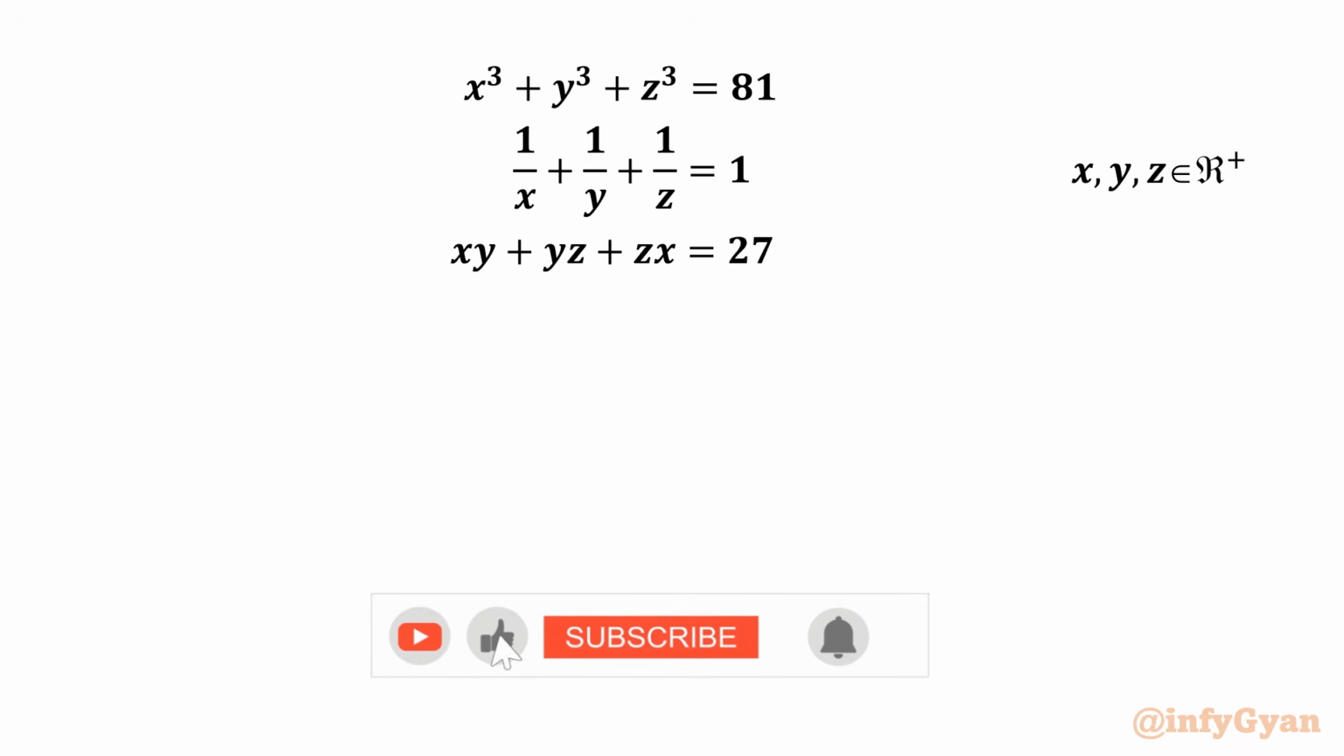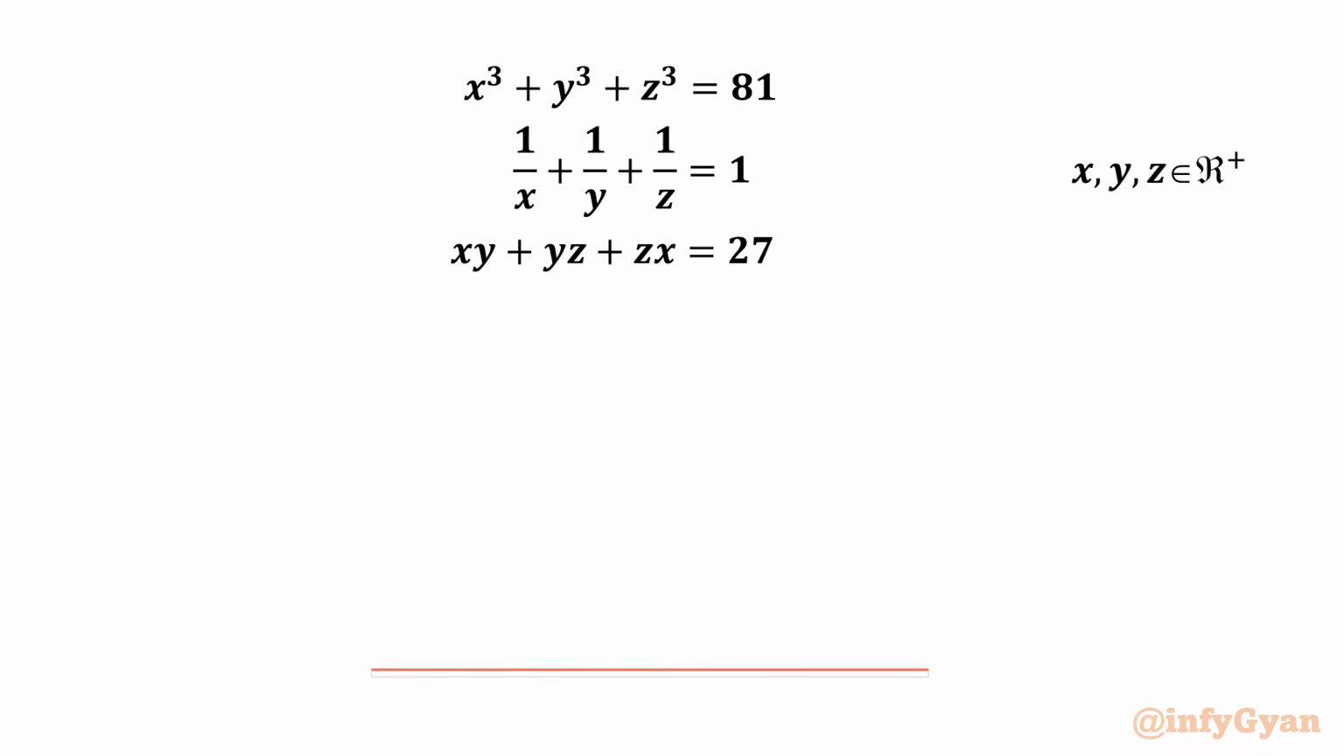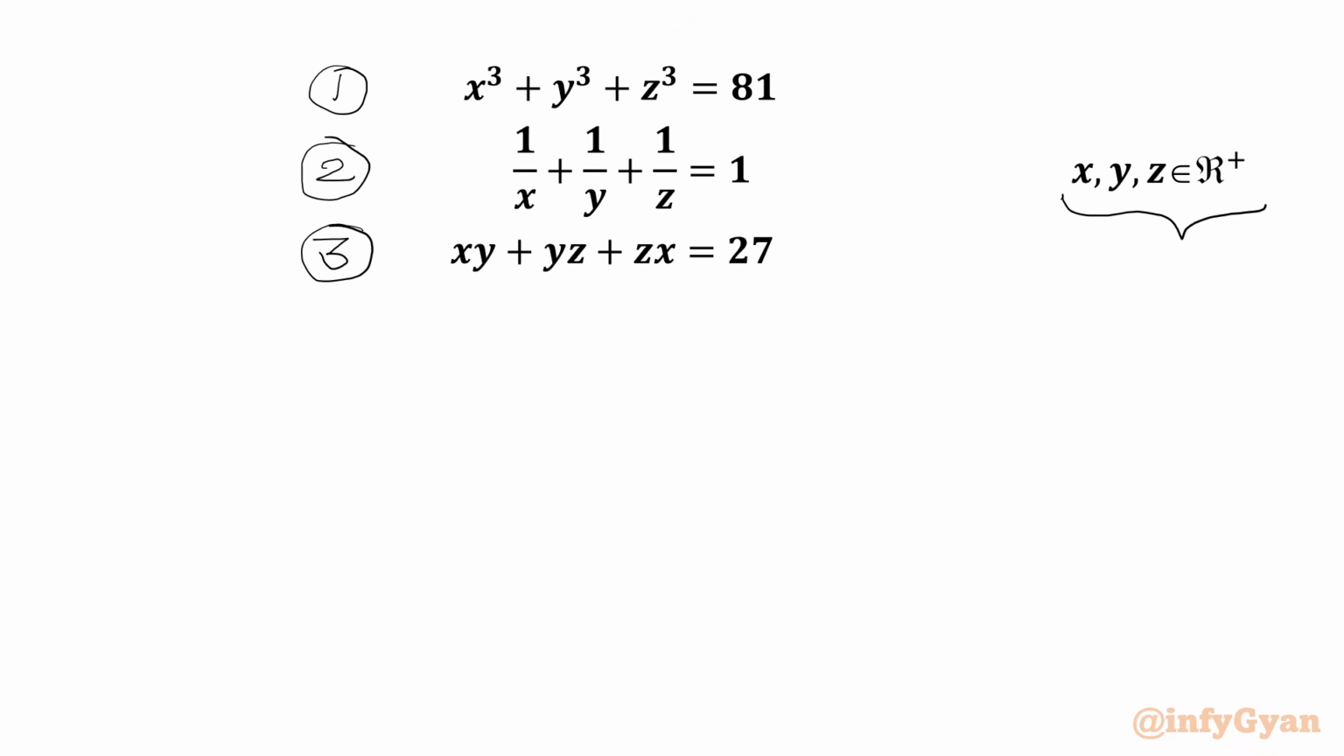Today in this video, we are going to take up one very interesting and challenging question from system of equations. We have x cube plus y cube plus z cube equal to 81. Let's say this is equation number 1. 1 over x plus 1 over y plus 1 over z is 1. Let's say this is equation 2. And xy plus yz plus zx is 27. We will call this our equation 3. We have to find positive reals. So let's get started with our second equation.